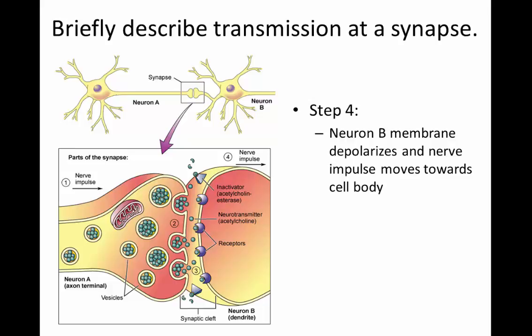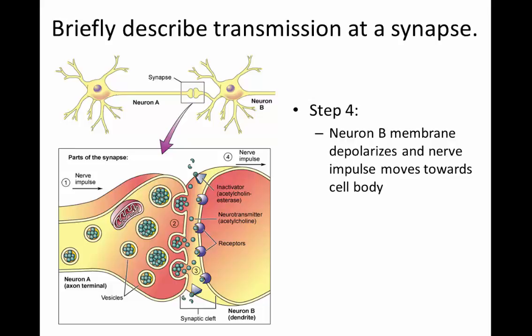And so if there's enough stimulation from different dendrites being triggered, then the cell body will get enough signal to actually have neuron B undergo depolarization and send an action potential along its axon. If, let's say, this was a muscle cell, then we would have the signal go across to the muscle cell and trigger the response of muscular contraction, as we saw in the earlier unit.